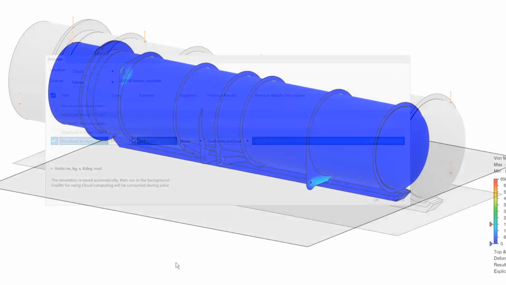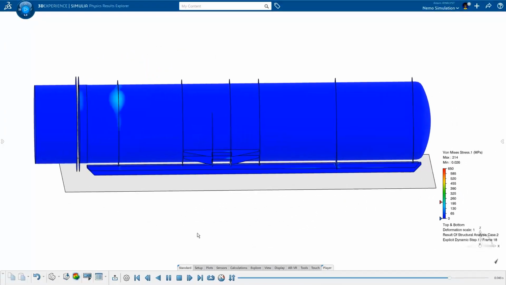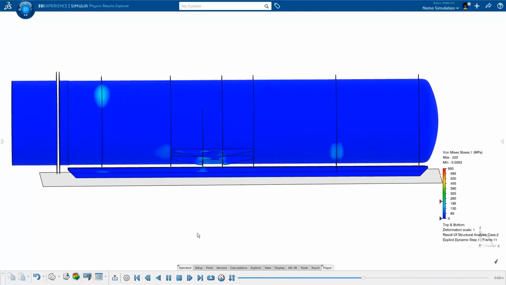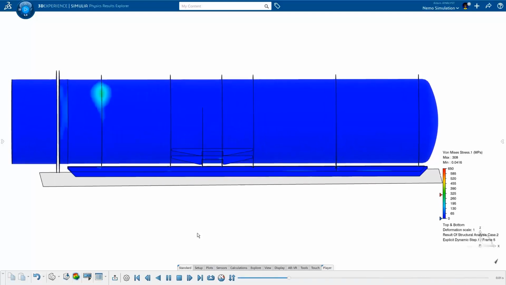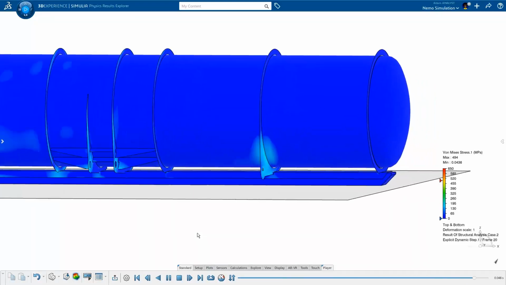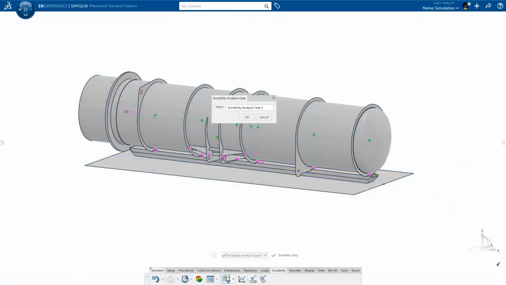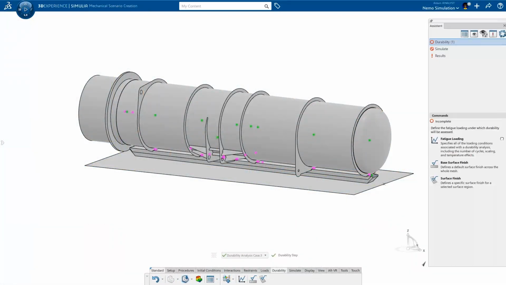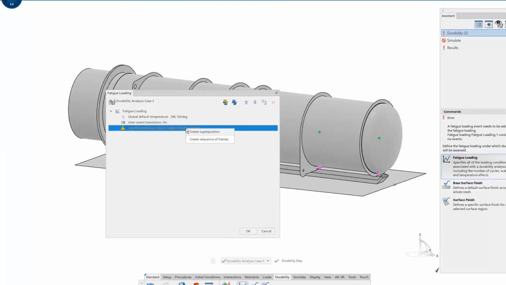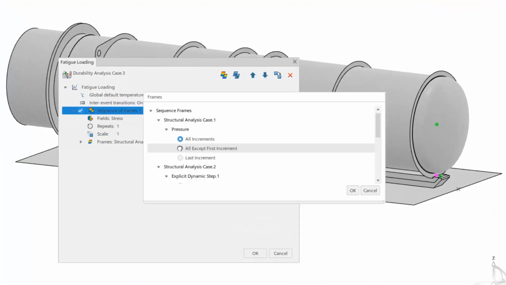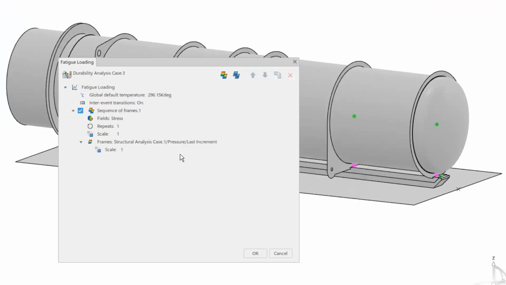The stress values are within the expected range, but how many times can the Nemo withstand both this and the pressure load? To reveal the answer, Adam has set up a durability study. He defines a fatigue loading that captures both events. For the explicit dynamic results, he includes all increments to account for the fluctuations in response.